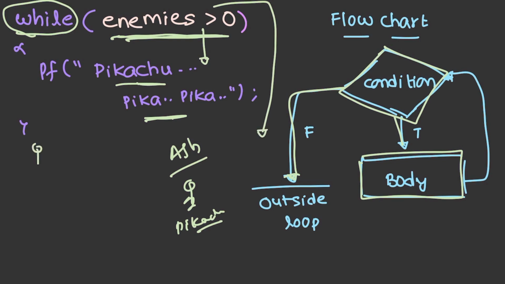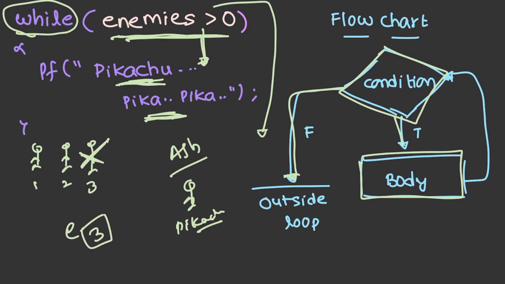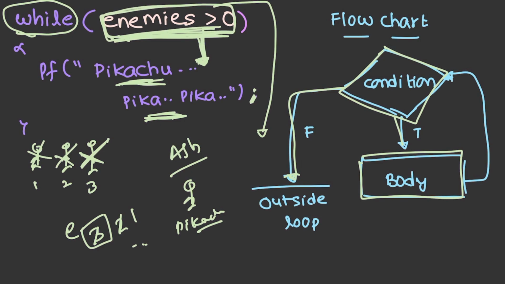Suppose, for example, there are 1, 2, 3 enemies, and whenever this is printed, I am trying to kill an enemy. Initially the value of enemies is 3 and as it enters the loop, it will be printed once and an enemy will be killed. The value becomes 2. It enters the loop again, another enemy is killed and the value becomes 1, and so on. So, as long as the condition is true, the statements in the loop will be executed. After that, it will just come out of the loop.